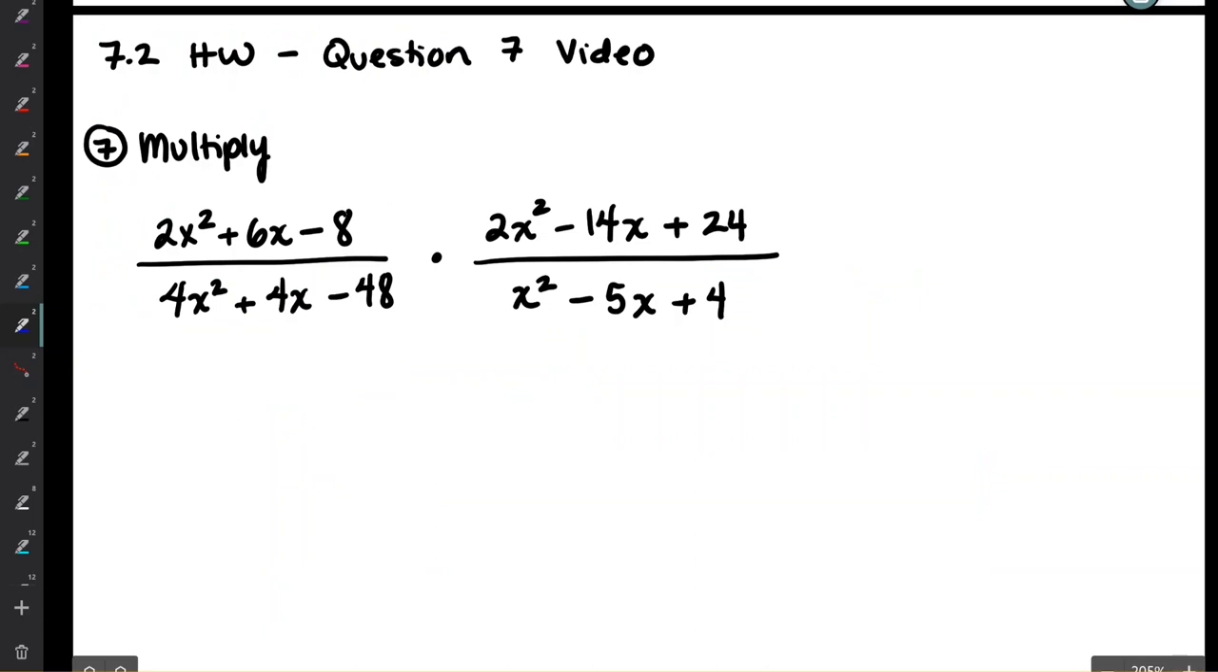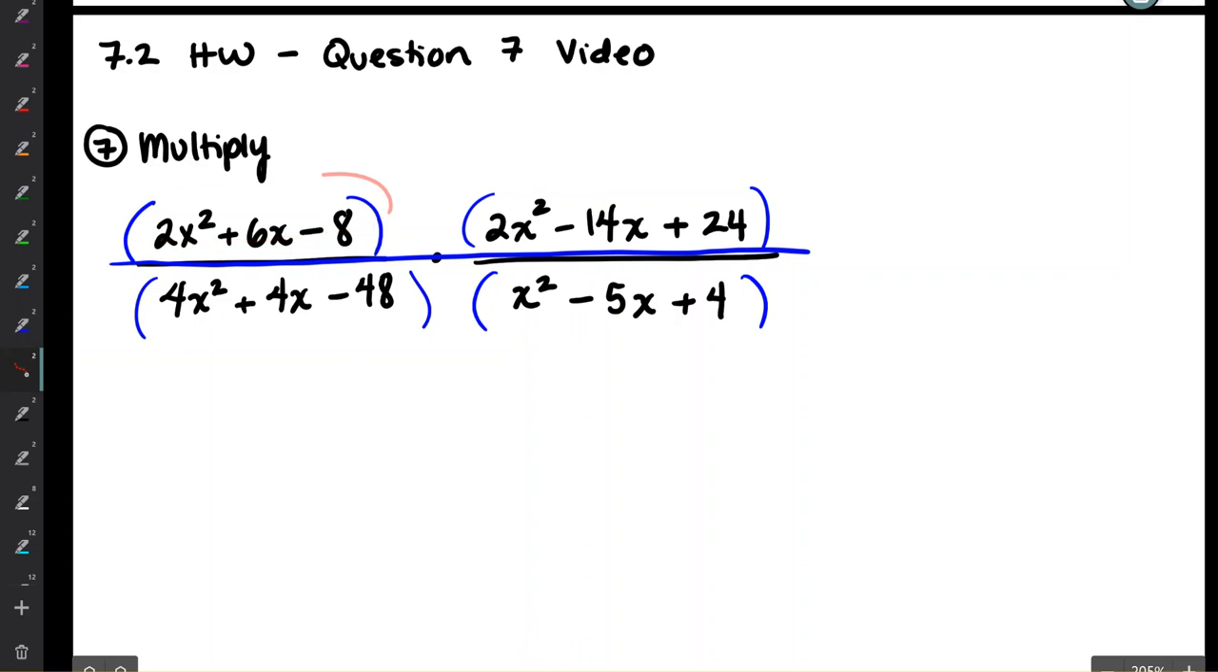Here's our problem. Now again, how do we multiply fractions? We multiply them straight across. That amounts to putting a big old fraction bar symbol there, a big multiplication symbol there, and putting parentheses around everything that has terms. And then we would end up wanting to factor each one of these components.